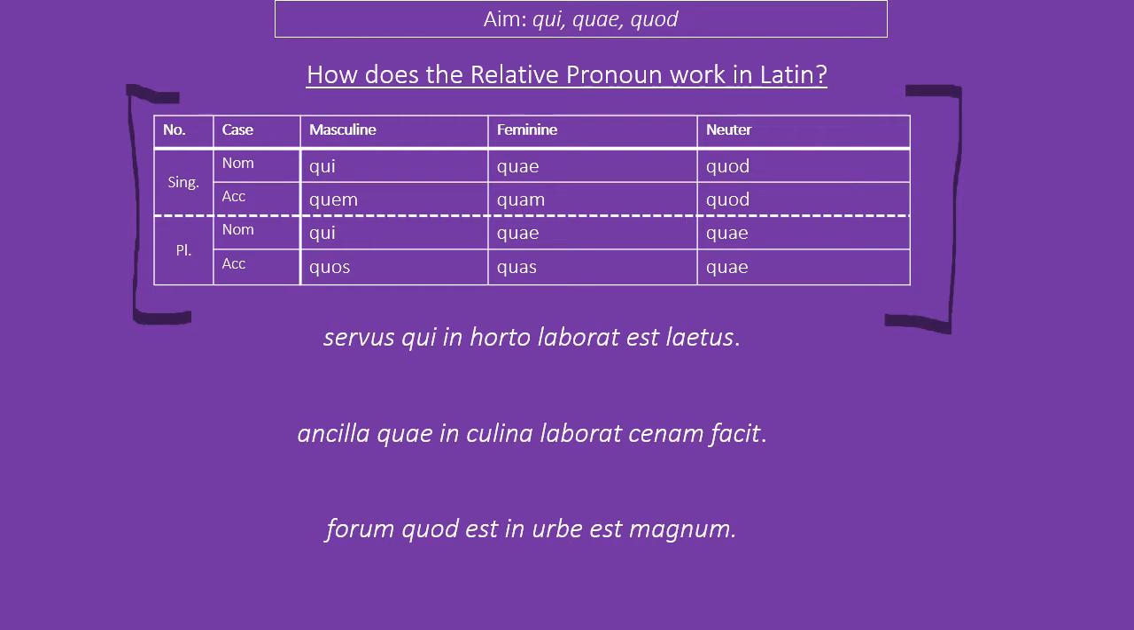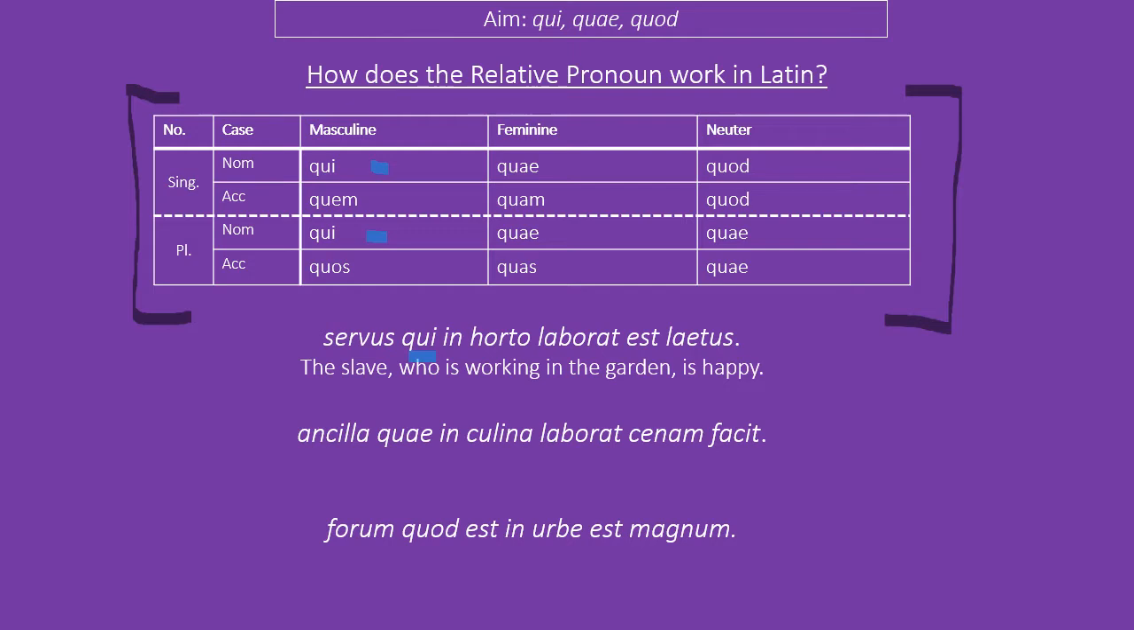If we look in the first sentence, we have: servus qui in horto laborat est laetus. If we imagine that qui just means who, now it actually comes up twice in the table. It could be singular, could be plural, but conveniently both of them are nominative masculine, so for now we're just going to ignore it and say that it says who. The slave, the servus, who in horto, in the garden, laborat, is working, est laetus, is happy. That actually sounds quite reasonable if we just read more or less left to right. The slave, who is working in the garden, is happy.